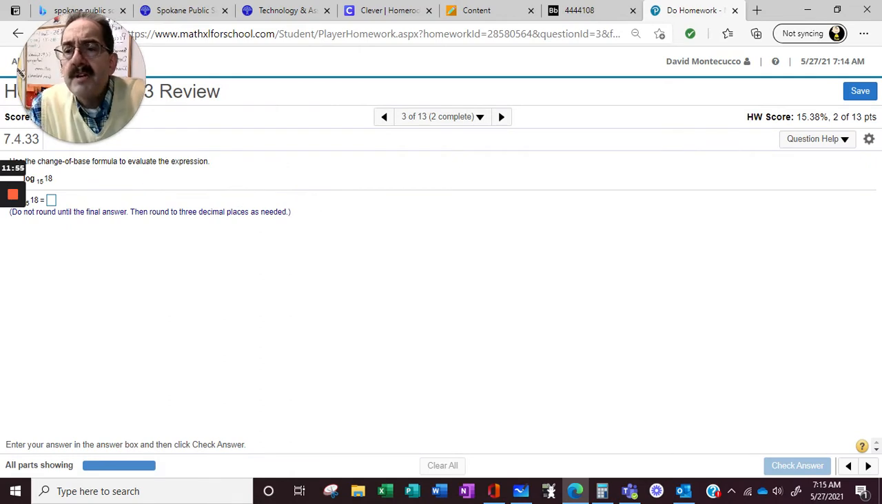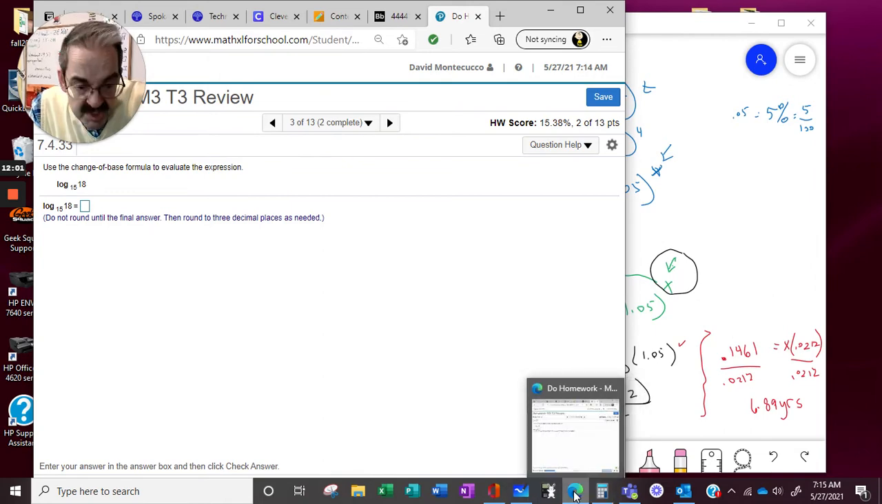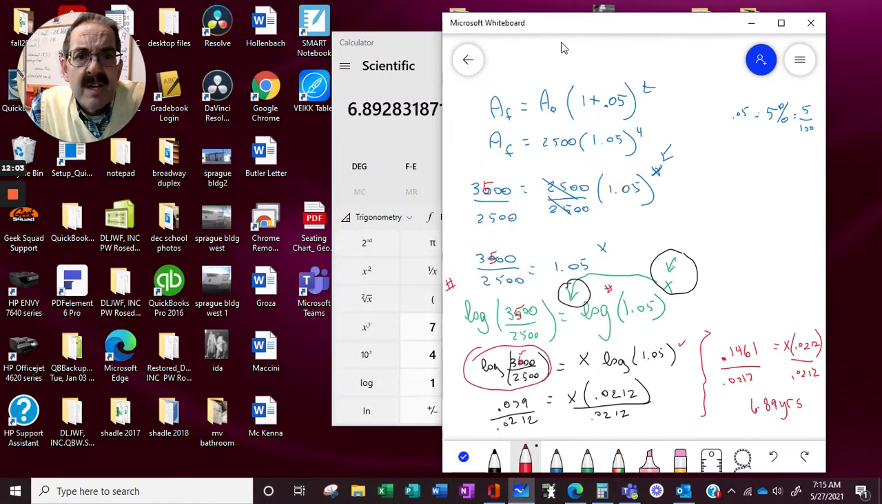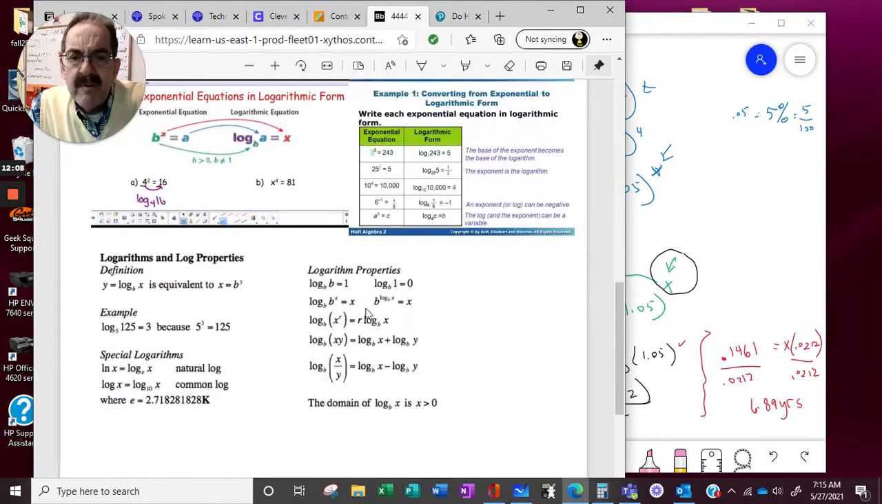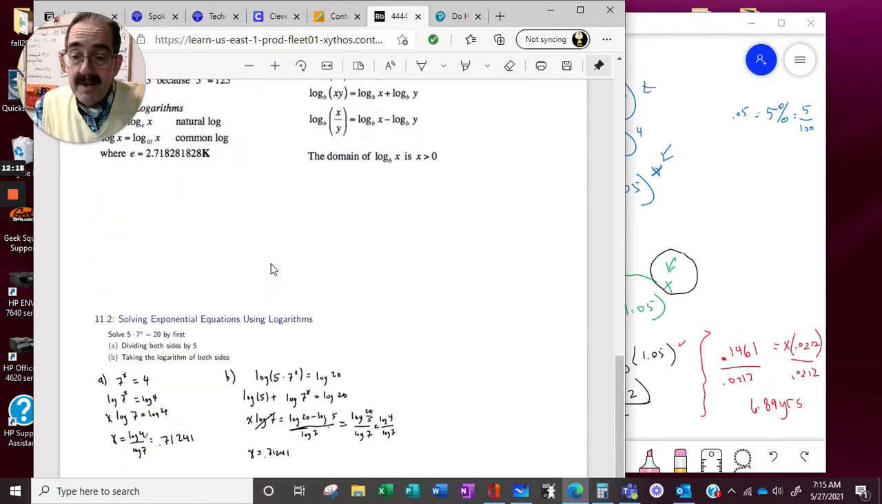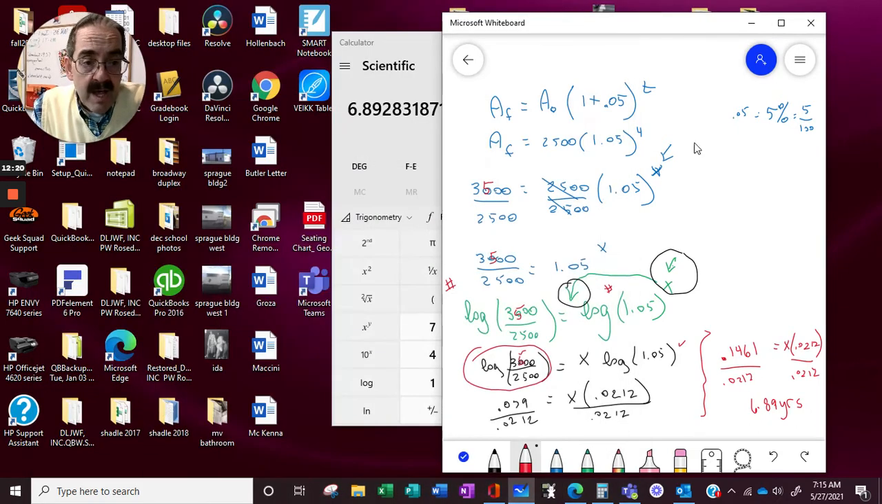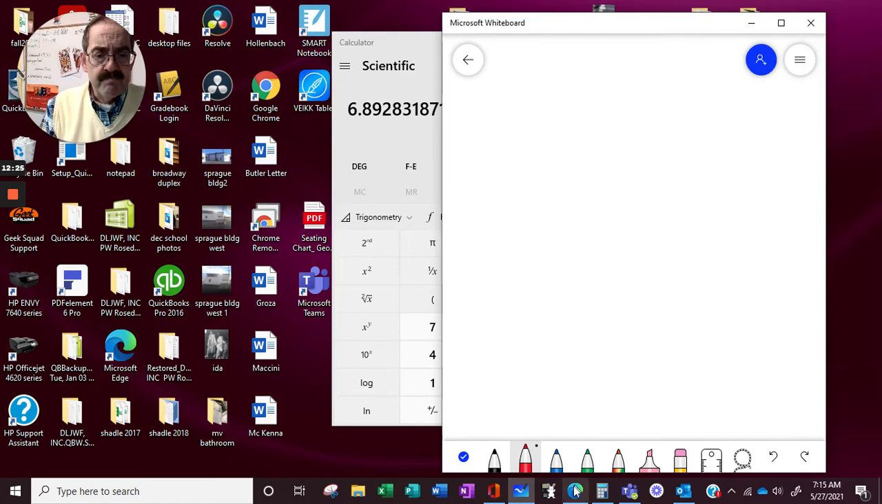Okay, change of base formula, evaluate the expression. Okay, so the change of base formula, if you were to go to the cheat sheet, we go down here and we see change of base, okay? And the change of base was nothing more than the one item divided by the other item, okay? So now, clear the mechanism.